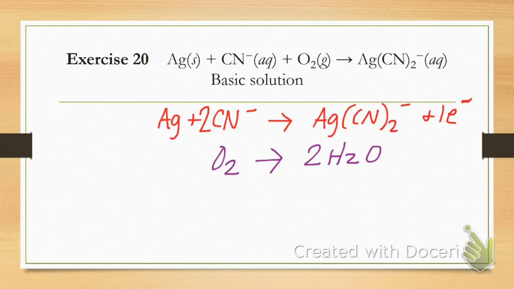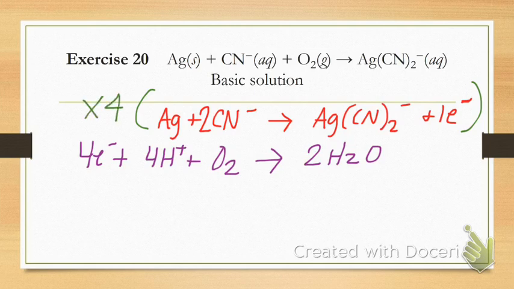Okay, so I have 4 hydrogen that I need to add to this side. Yes? Okay, now how many electrons do I need to add? 4. Y'all are experts already. So what do I need to do to the first reaction? Multiply by 4. Normally I would just make everything a 4, but I don't want to confuse y'all, so I'm going to multiply by 4 and rewrite it.